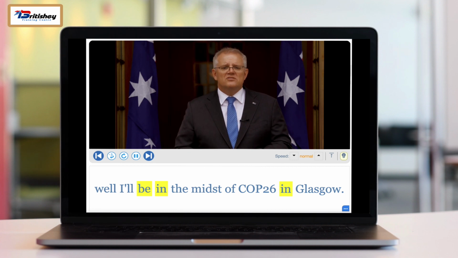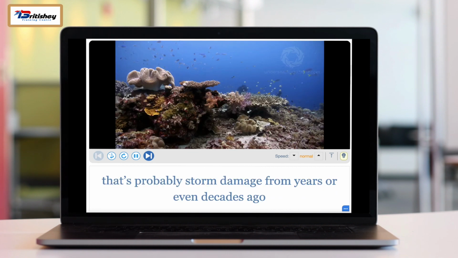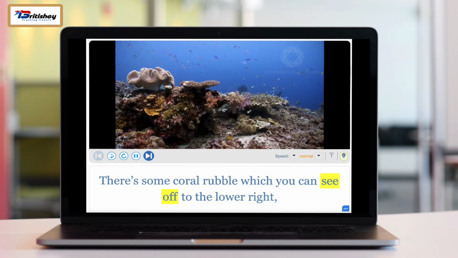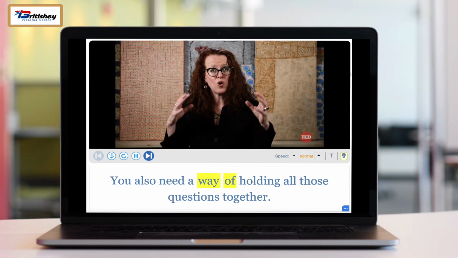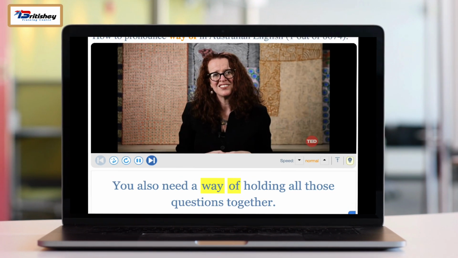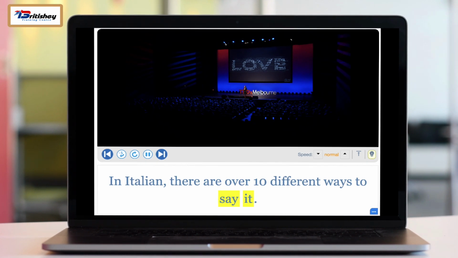And when this is broadcast, well, I'll be in the midst of COP26 in Glasgow. There's some coral rubble which you can see off to the lower right. But for most organisations who are working day in, day out, you also need a way of holding all those questions together. In Italian, there's over 10 different ways to say it.